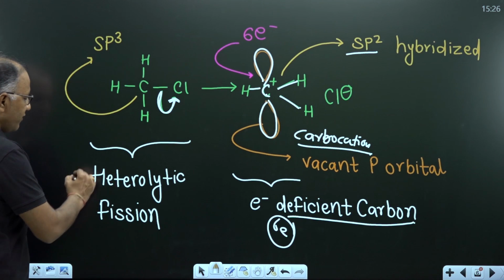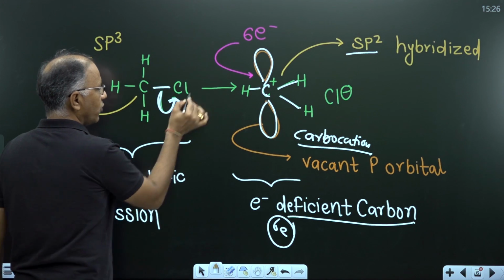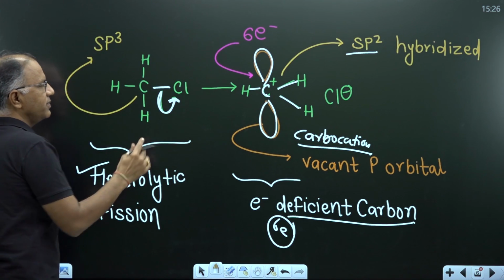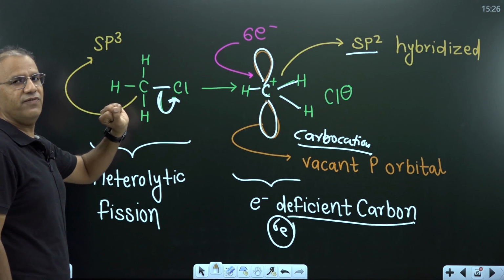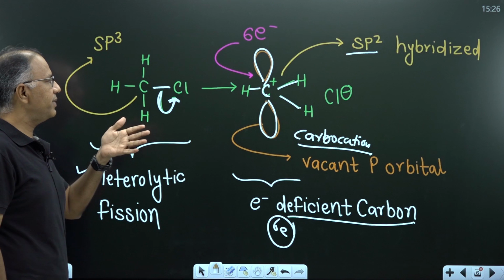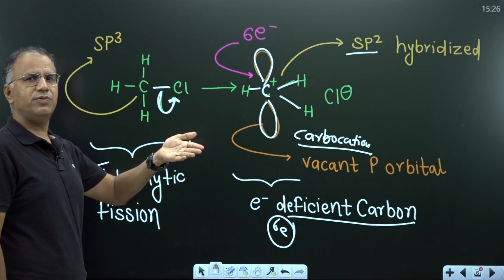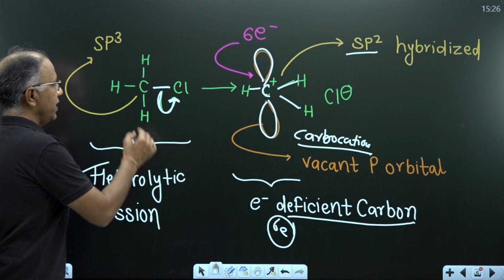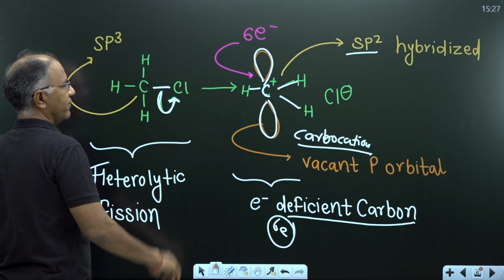Now what is the meaning of heterolytic fission? If both electrons move toward chlorine or toward carbon, this means an unequal distribution of electrons. Then it is known as heterolytic cleavage. One more cleavage is there, the homolytic cleavage. Homolytic means equal distribution of electrons. Heterolytic means unequal distribution of electrons. Therefore, in this case, both electrons move toward chlorine, so it is a heterolytic fission.